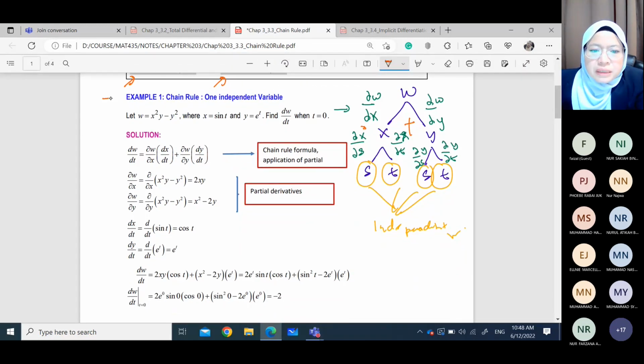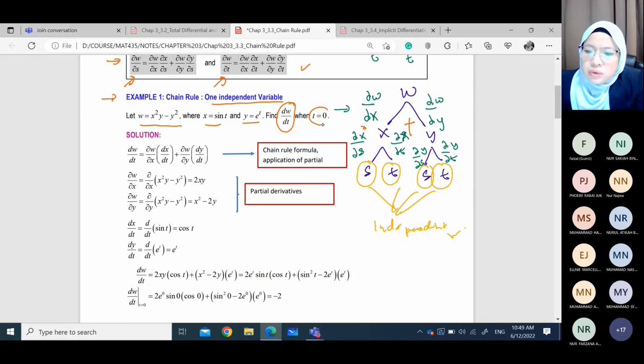So now we look at example 1. This example involves one independent variable. Let W be a function of X and Y, where W is x squared y minus y squared. And X is sine of t and Y is exponent of t. The question asks you to find the derivative with respect to t on W when t equals 0. So at the end of the day, you will get a value, because you substitute t equal to 0.